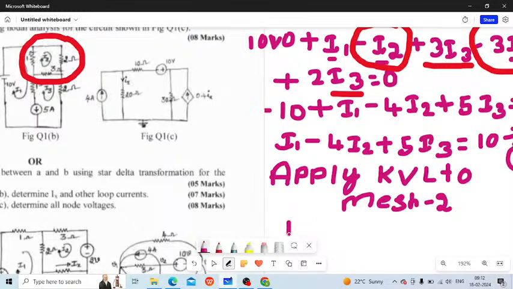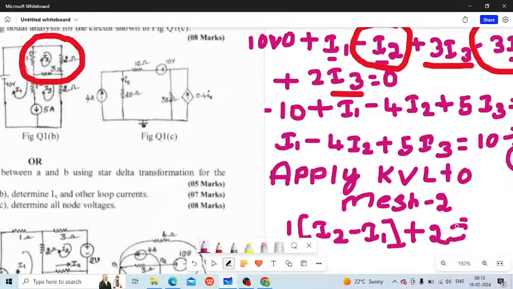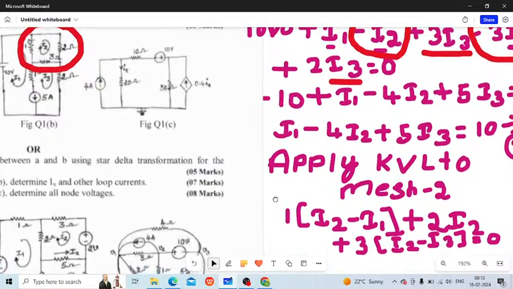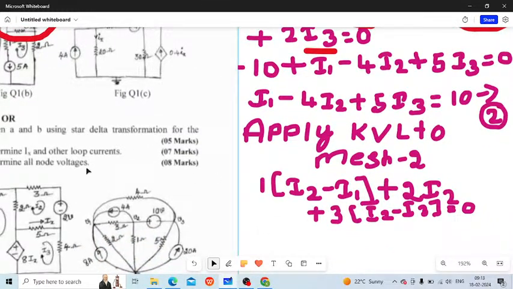So 1 into I2 minus I1, and yeah, it is plus 2 into I2, so it doesn't have any other, it is only present in I2. Okay, yeah, and it is once again plus 3 into I2 minus I3, which is equal to 0. Okay, isn't it? Right. Please wait, I'll just bring this down.